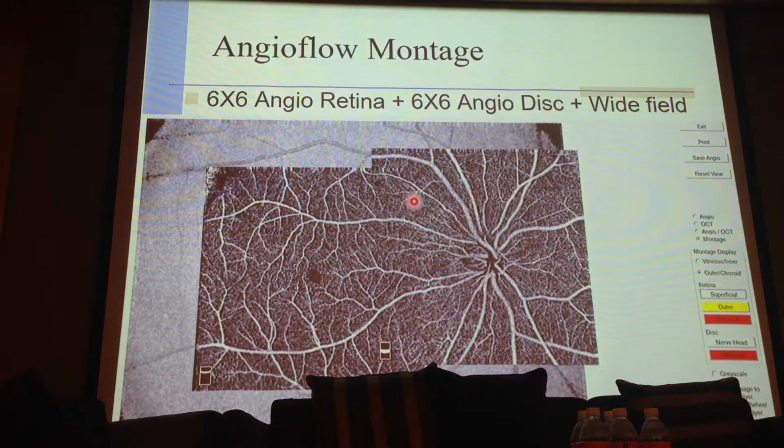And another feature is montage of angio flow. With this software, we can put two images together. I'm sorry to tell you, but there are only two images, not all the retina scan, not available right now, but at least we can put angio retina with angio disc, 6x6 plus 6x6. Of course, we need to take a wide field scan as a reference plane. So we can put these two scans overlapping on the wide field OCT scan, so we can get a wider view, covering both macula and disc.